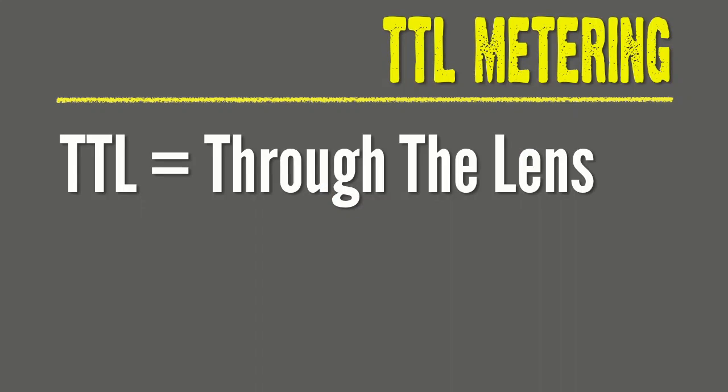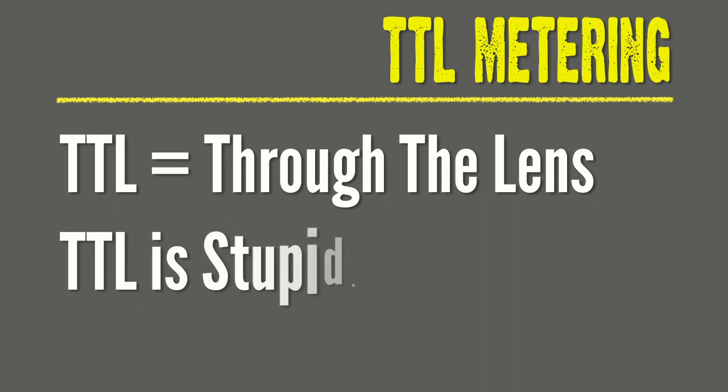Okay, so what we're going to do is we're going to talk about this thing right here, this TTL metering. This is why people love light meters, because they're not as dumb. They're still dumb, but not as dumb as your camera and its TTL metering. And so TTL, by the way, stands for through the lens. That's what TTL is. So light goes through the lens, it goes into our camera, and guess what? TTL also stupid. It doesn't know what you want it to do.